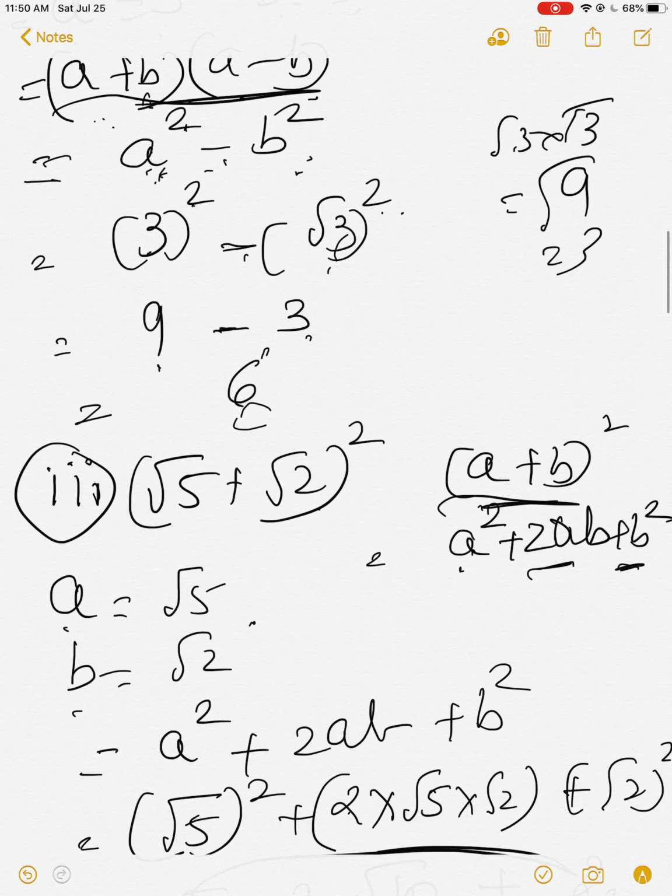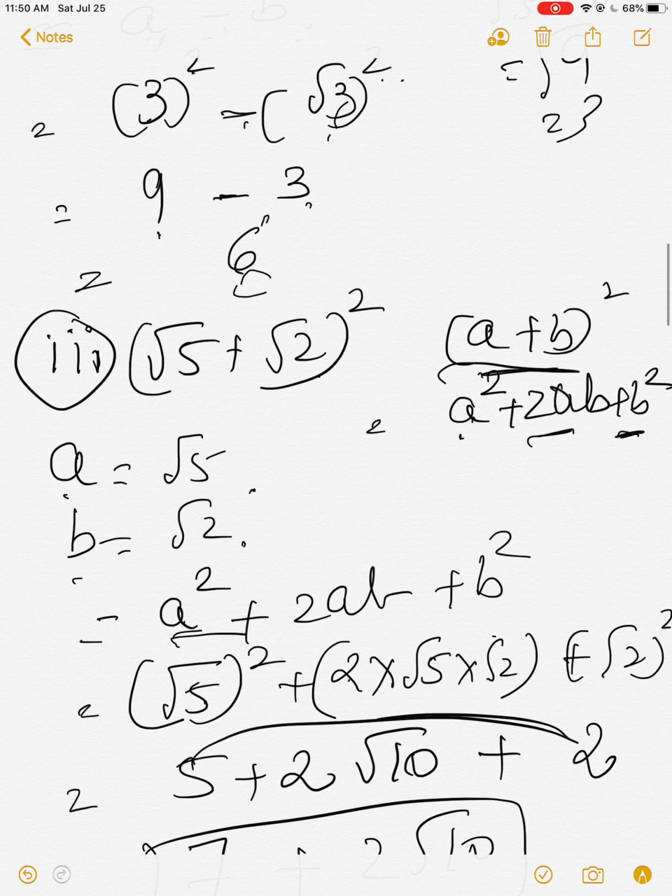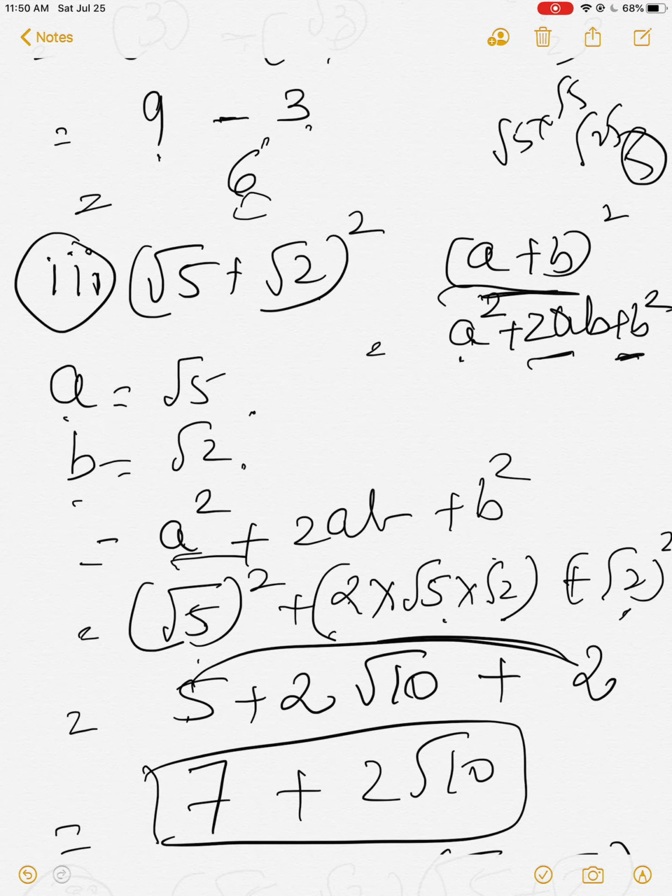What is a here? Root 5, b is root 2. So एक substitute करो इसमें. a square, root 5 square, 2 into a, root 5, into b, root 2, and b is root 2 square. Root 5 square is 5. Any number square root का कोई भी square लिया तो वो वही हो जाएगी. Because supposing root 5 into root 5 means root 25. Root 25 का root है 5. Already I told you. कोई भी square root number देख उसका square देख के तो square root निकाल के लिखने का आपको. So now 2 is rational. Root 5 and root 2 are irrational.